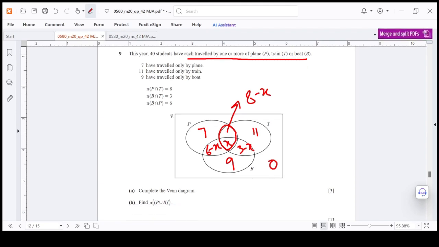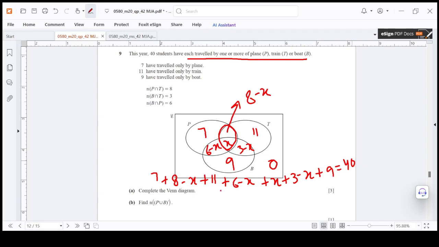Complete the Venn diagram. That means we need the value of X actually. We can't just leave the Venn diagram in terms of X. So let's find the value of X. We know that the total is 40. So 7 plus 8 minus X plus 11 plus 6 minus X plus 3 minus X plus 9 plus 0 should be equal to 40. Let me add the constants first. 7 plus 8 plus 11 plus 6 plus 3 plus 9.